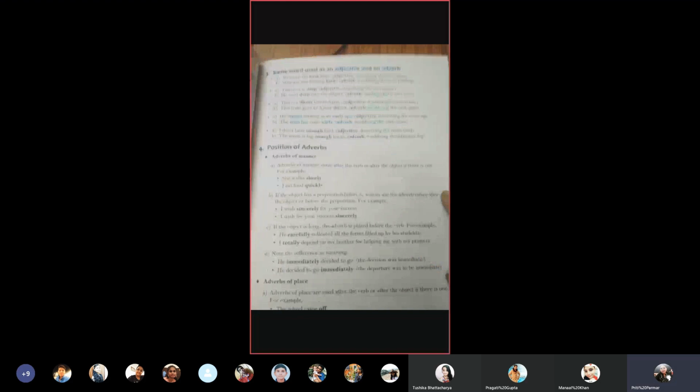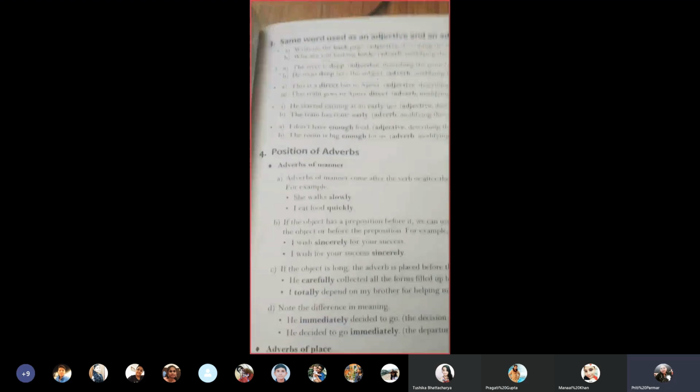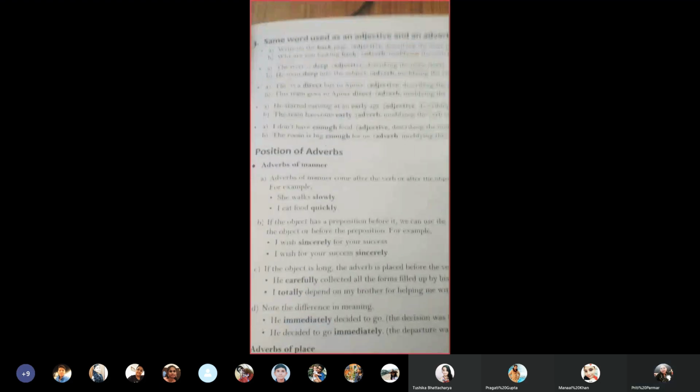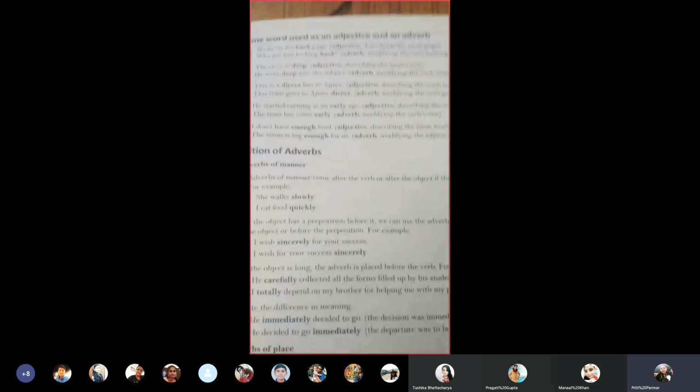Next page. Some words used as an adjective and an adverb. If the image is not clear, open your books and see. Now, here they have told you certain words which are used as adjectives, and the same words are later on used as adverbs. As I told you, the sweet girl sings sweetly. Now, here, sweet girl is an adjective. Why? Because it is telling you something about the noun girl.